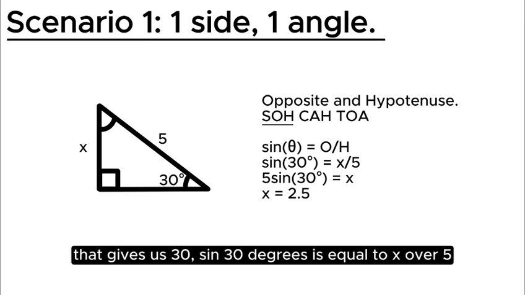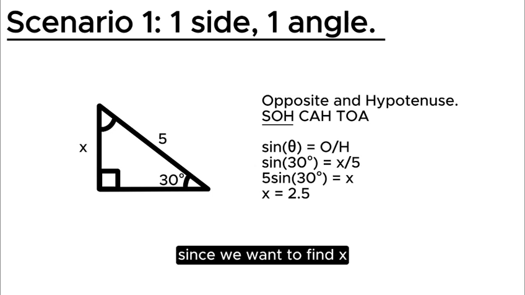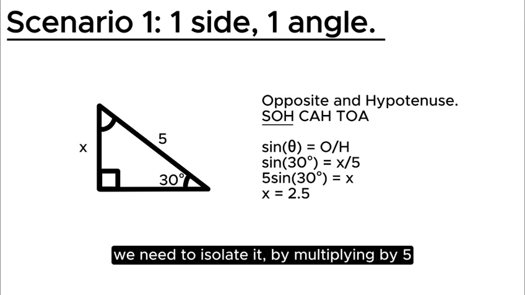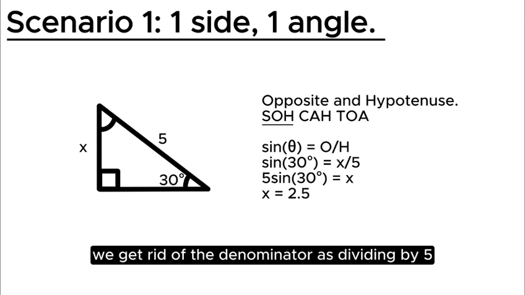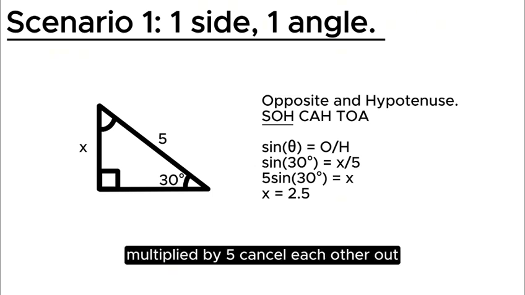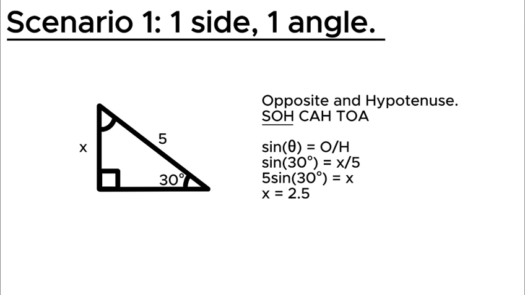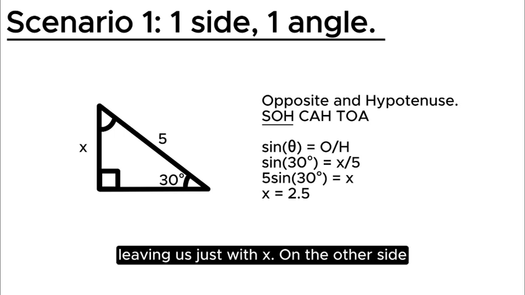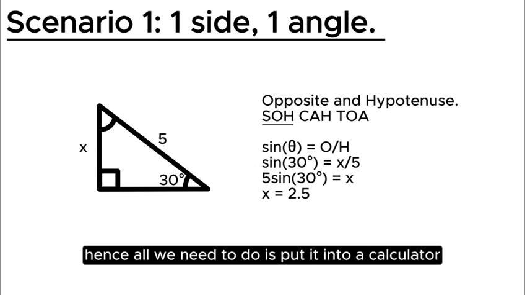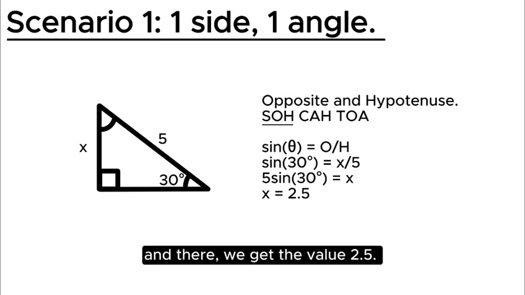That gives us sin 30 degrees is equal to x over 5. Since we want to find x, we need to isolate it. By multiplying by 5, we get rid of the denominator, as dividing by 5 multiplied by 5 cancels each other out, leaving us just with x. On the other side, sin of 30 is multiplied by 5 as well. Hence, all we need to do is put that into a calculator, and there, we get the value 2.5.